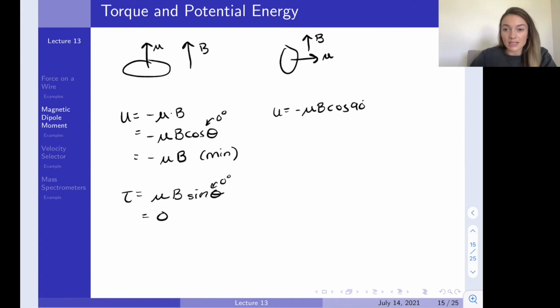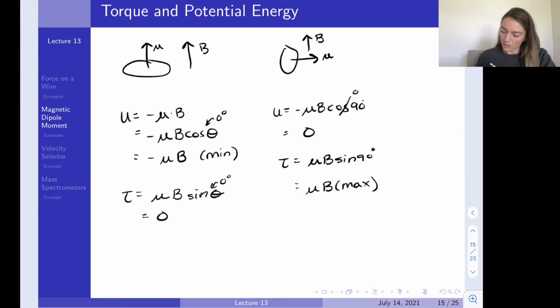And cosine of 90 is 0. So our potential energy is 0 in this case. And our torque is now at a maximum because sine of 90 is 1. So this is our maximum value of torque here.